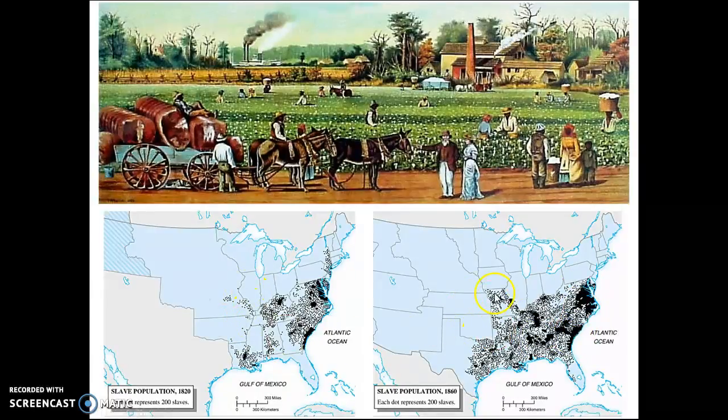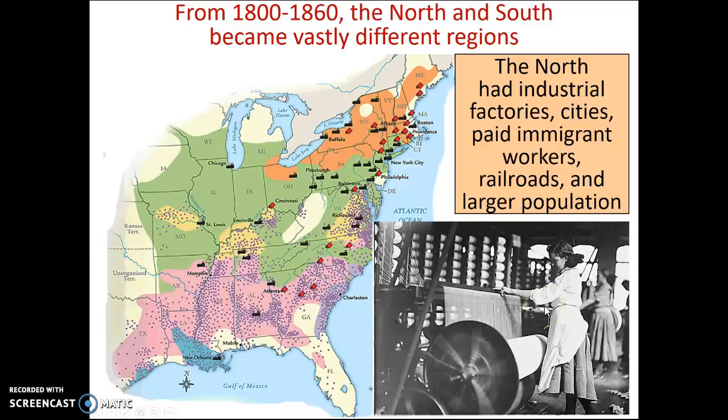When you compare these maps, you have Missouri here, and they're also moving down into what is now Texas. So you see slavery is inching its way further westward in these slave states. So anyway, talked about this already.